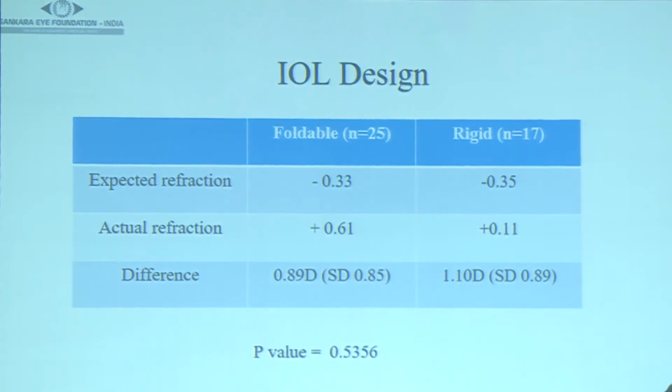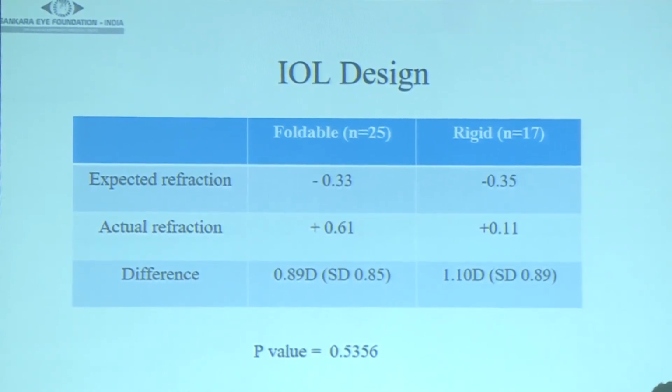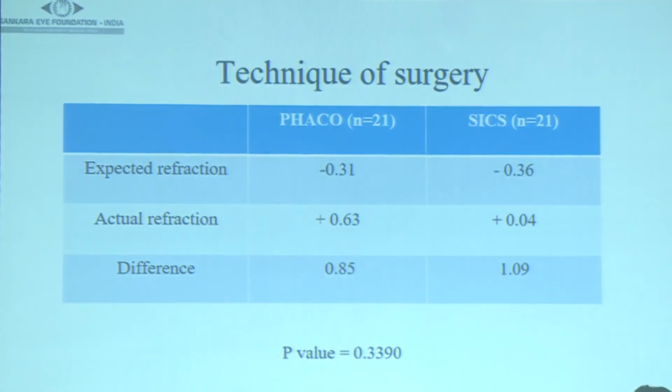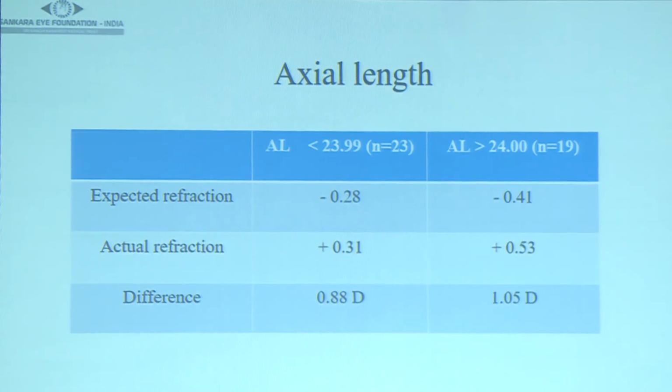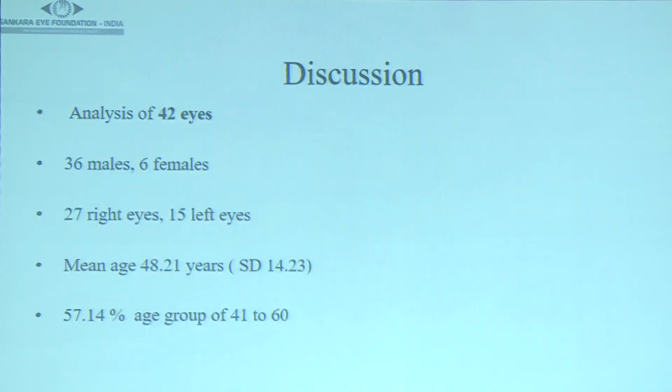For IOL design, with the foldable IOL the difference between expected and actual refraction was 0.89, while with the rigid IOL it was 1.1. Comparing the technique of phaco and SICS, the difference was 0.85 in the phaco group, while it was 1.09 in the SICS group. Comparing axial length, in patients with less than 24 millimeters it was 0.88, and in patients with more than 24 it was 1.05.